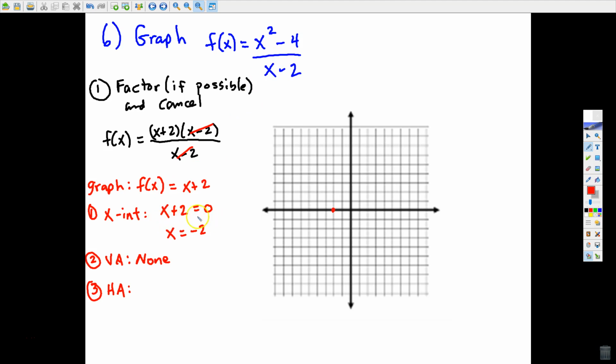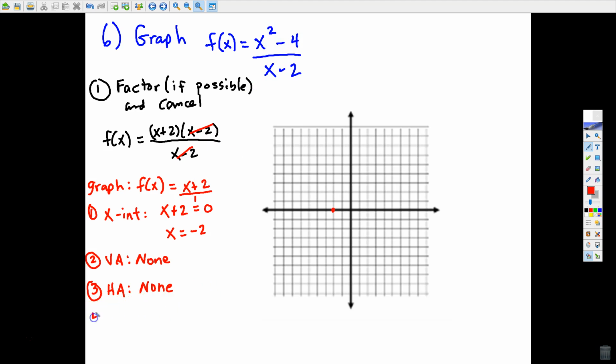Here, if you want to take it as x plus 2 over 1, which is another way of looking at this, the degree of the numerator is 1. The degree of the denominator is 0. The constants have a degree of 0. So either way you look at it, there is no horizontal asymptote. The degree of the numerator is larger than the degree of the denominator.